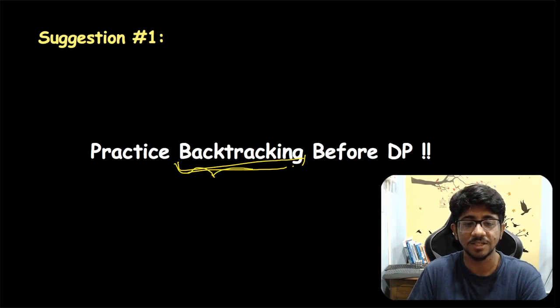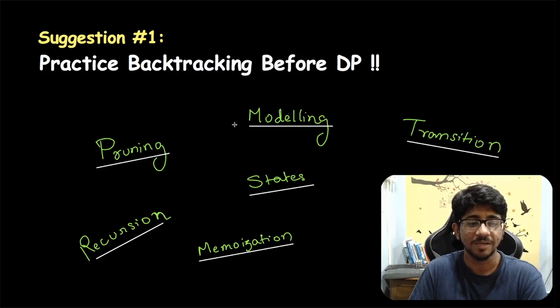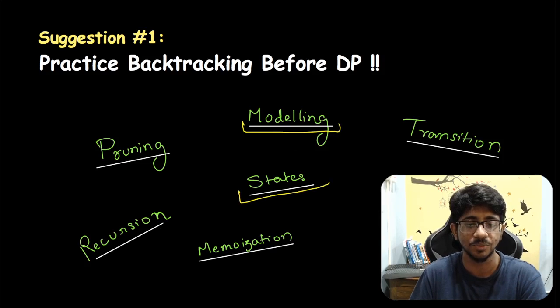So I would highly suggest that you practice backtracking first, because in backtracking you also see the terms which are there in DP. Like you have to model the problem in a backtracking way. You have to find states, some configuration states that you have to keep so that you can keep track of what is happening or not. Pruning is a concept where you remove some solutions because they are obviously not possible from that particular branch or so on.